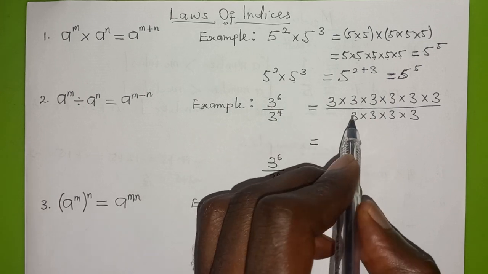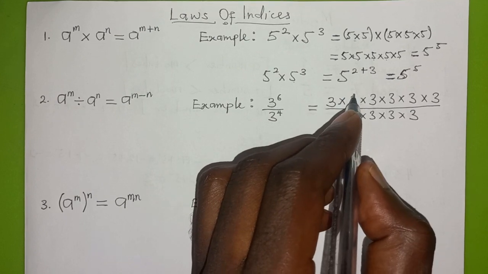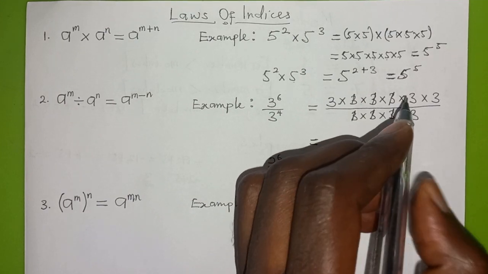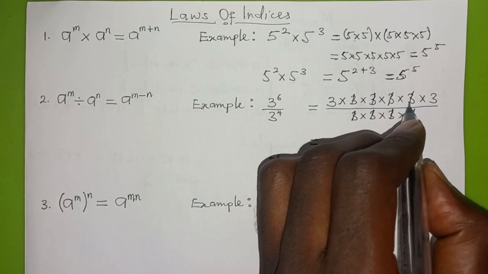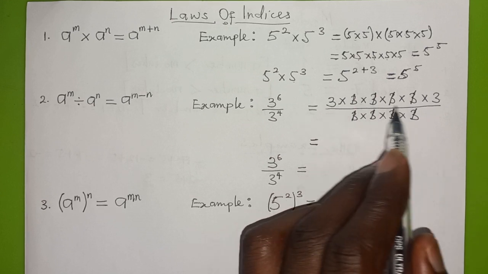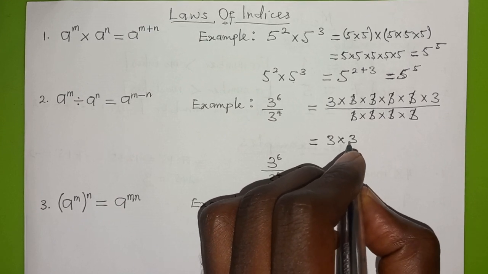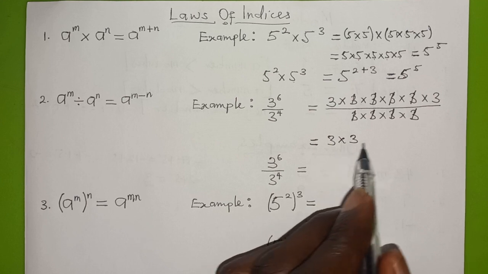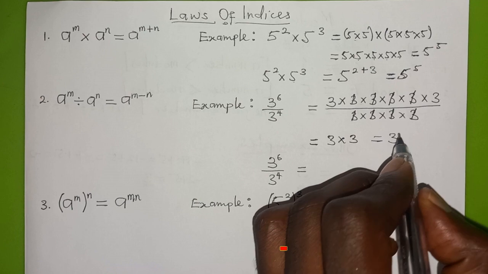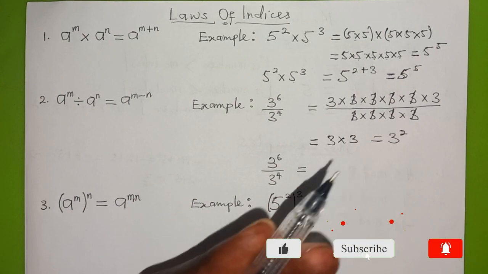So this 3 would cancel this 3. This would cancel this. This will also cancel this. This will also cancel this. Our denominator, there is nothing left. But our numerator, what we have left is 3 by 3. And I can re-express this as 3 raised to the power 2 as my final answer in terms of indices.